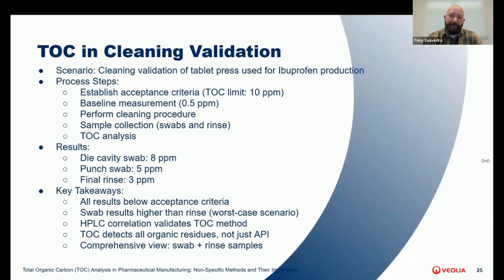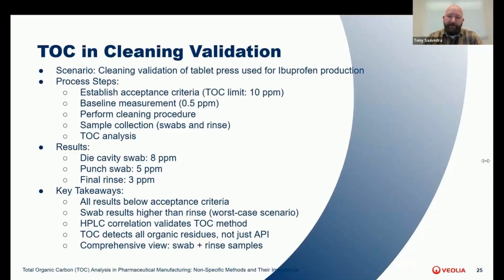Now we perform our standard cleaning procedure on the tablet press. After cleaning, we take our samples. We're using two methods here. So we take the swabs from the critical, hard to clean areas of the press, then we collect the final rinse sample as well. For the sample prep, we extract the residues from the swabs into a known volume of high purity water. The rinse sample is ready to go as is.